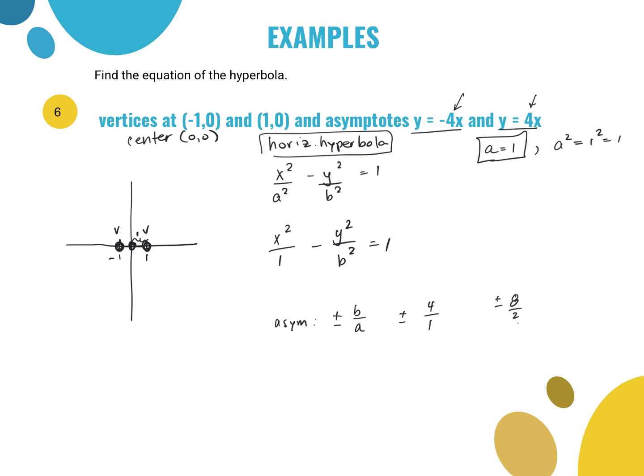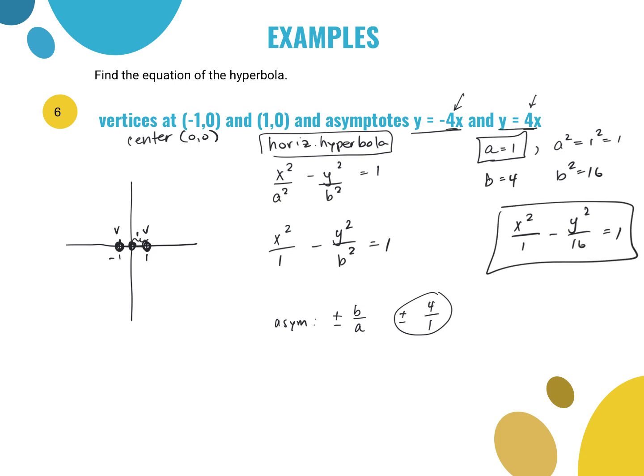So you have to be very careful with that, okay? It simplifies down to positive or negative 4 over 1, but the original a and b values may not be 4 and 1. In this case, it is. Because you know that a is 1, we know that b actually does equal 4 then, okay? So b is 4, which means b squared is 16. So now I'm ready to just come back here and write it again. x squared over 1 minus y squared over 16 equals 1. And that's my entire equation.